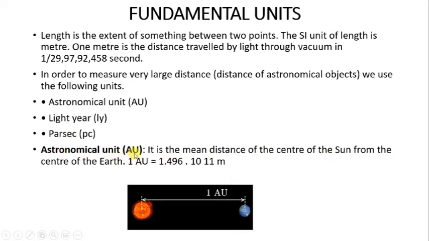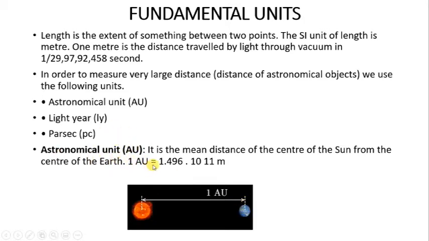Astronomical unit, capital A, capital U. It is the mean distance of the center of the sun from the center of the earth. That is, this is the center of the sun. This is the first point, and this is the center of the earth. This is the second point. The mean distance between the center of the sun from the center of the earth is the astronomical unit.